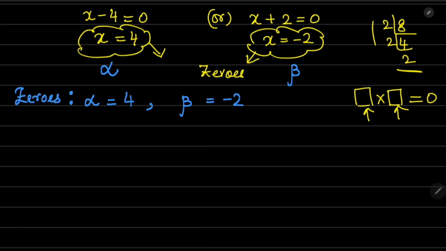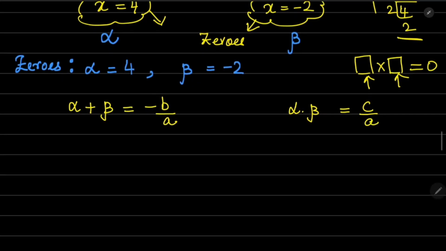Now let us verify the relationship. What is the relationship? First of all, the sum of the zeros, alpha plus beta, should be equal to minus b by a. And alpha into beta should be equal to c by a. So alpha plus beta: what is alpha? 4. Plus what is beta? Minus 2, is equal to what is minus. This minus is the formula's minus.